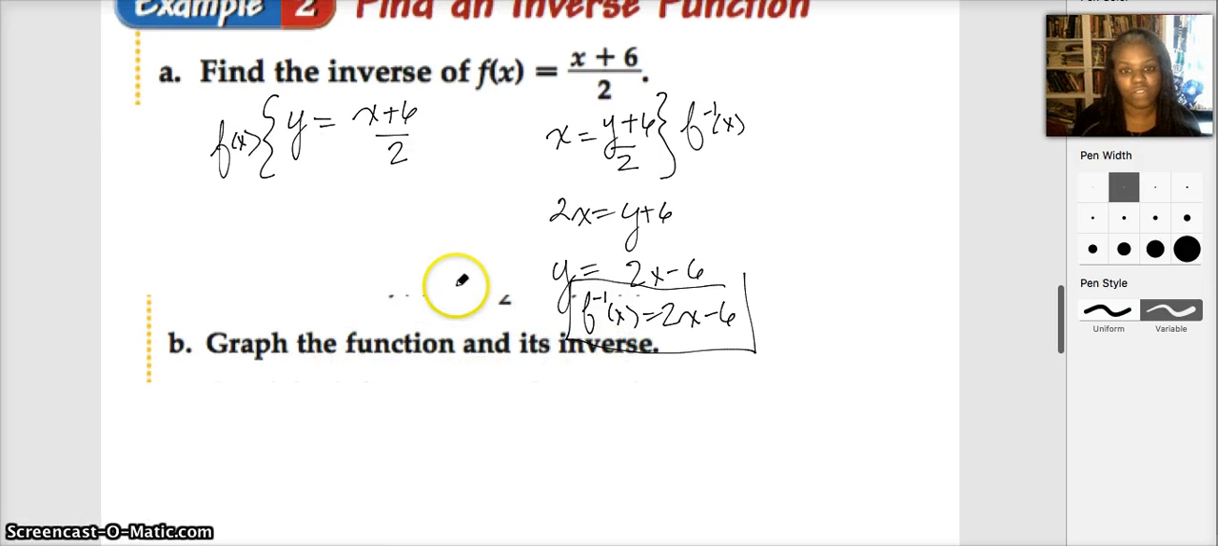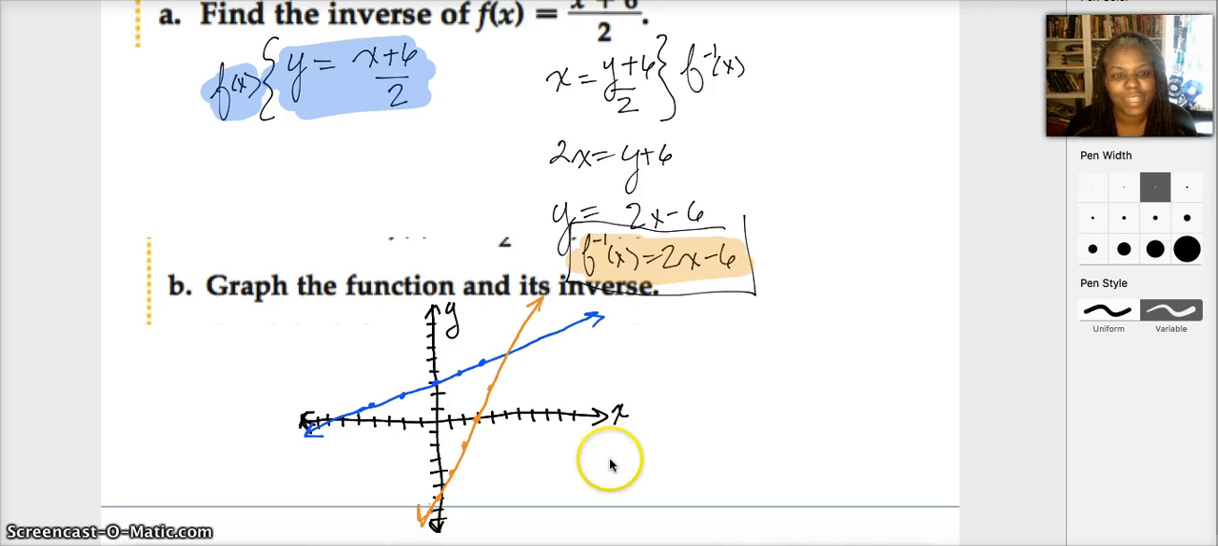So graph the inverse and its function. Let's go ahead and take our time and do that. I ended up just graphing it myself here. So the blue function is the original one, and I graphed it the way you would any linear function by recognizing that the y-intercept would be 3 and that the slope would be 1/2. I started at 3 and I went up 1 over 2, up 1 over 2. Here, the y-intercept is -6 and my slope is 2, I go up 2 over 1, up 2 over 1.